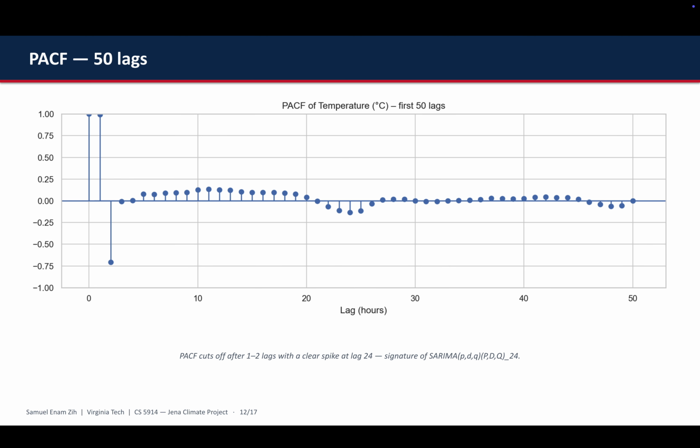PACF. The partial autocorrelation function tells us which AR lags actually carry independent information after controlling for the others. It cuts off sharply after the first one or two lags, and there is a clean spike at lag 24, the daily period. That's the textbook signature of a seasonal ARIMA structure with seasonal period of 24. Between ACF and PACF, the model class is essentially picked for me.